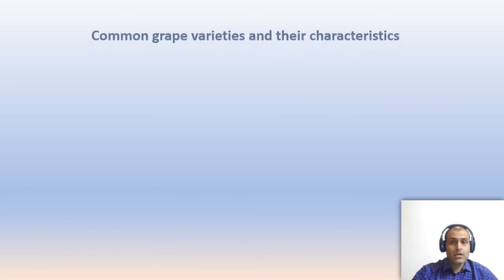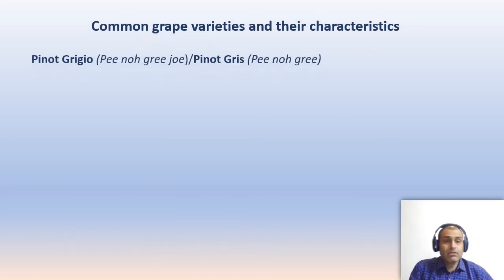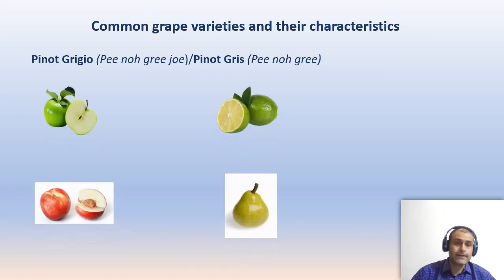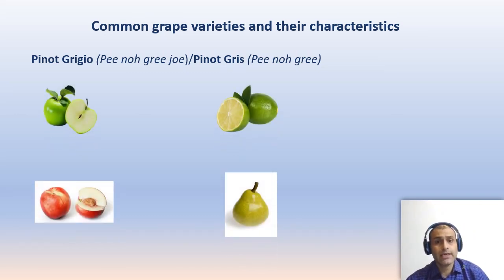Okay, so the third white grape that we'll talk about is Pinot Grigio, or Pinot Gris as it's called in France. So it's Pinot Grigio in Italy and most other places around the world, and Pinot Gris in France. Green apples, lime, white peach, white pear. Very much a neutral kind of wine, medium to high acidity levels, medium bodied, very common as well, especially in Italy. That's where it comes from.